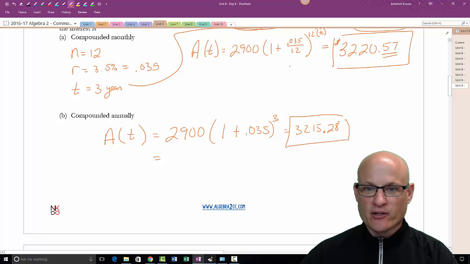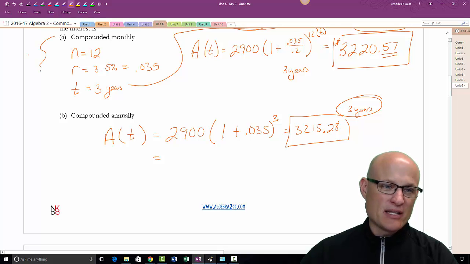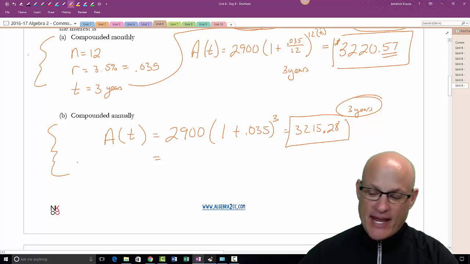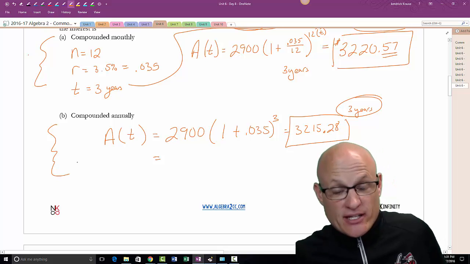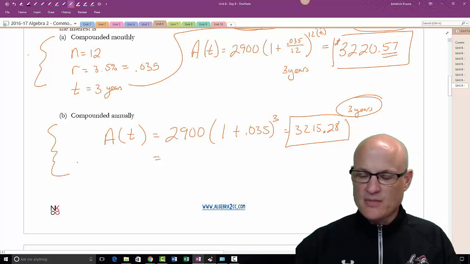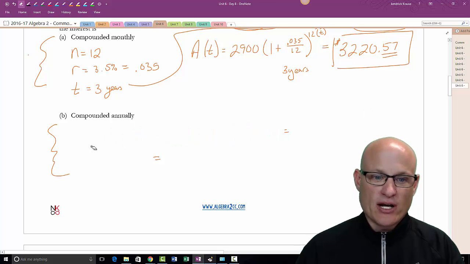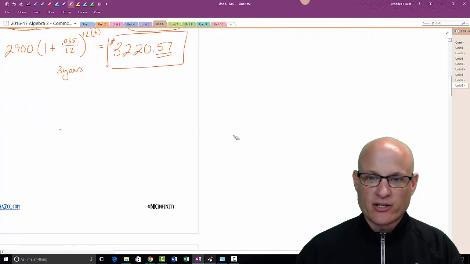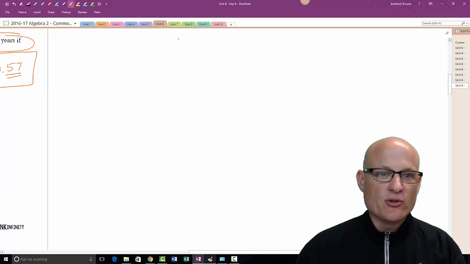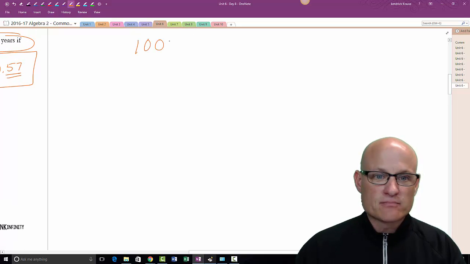This was for 3 years. This was for 3 years. So why am I making more money if I compound it monthly than when I compound it annually? So here's the difference. Let me show you an example. Let's say you invest $1,000.